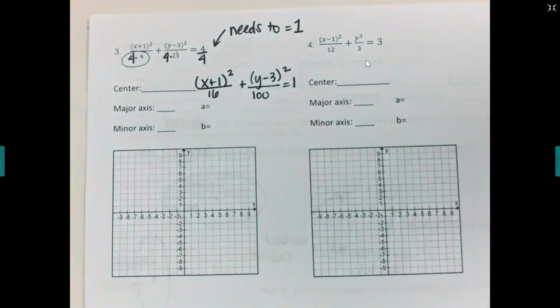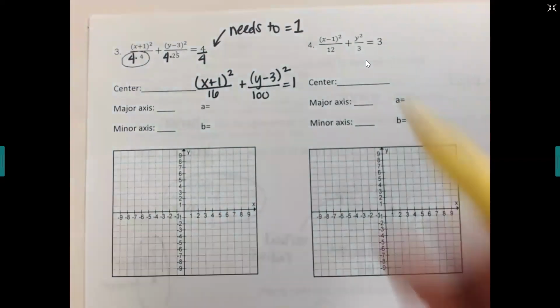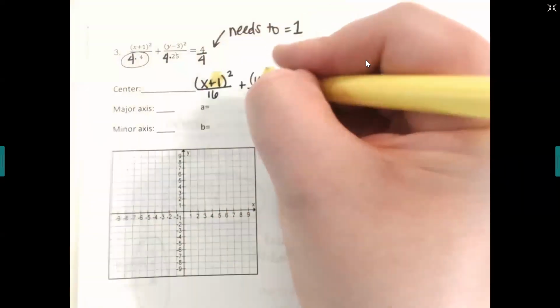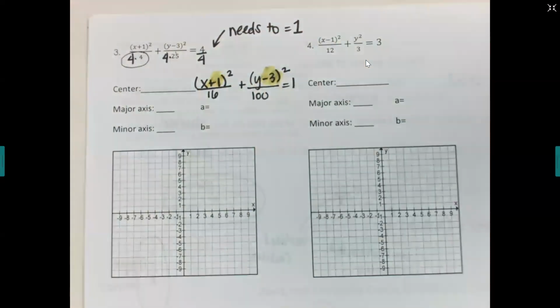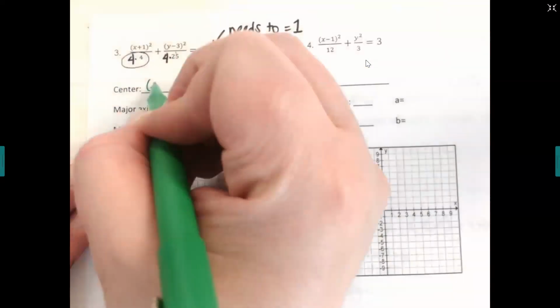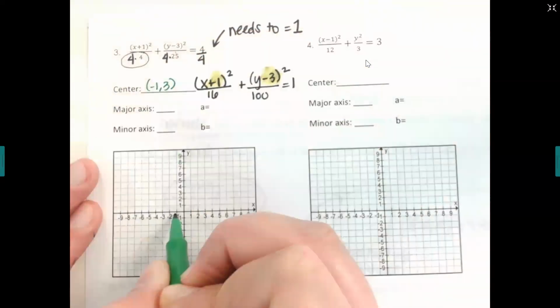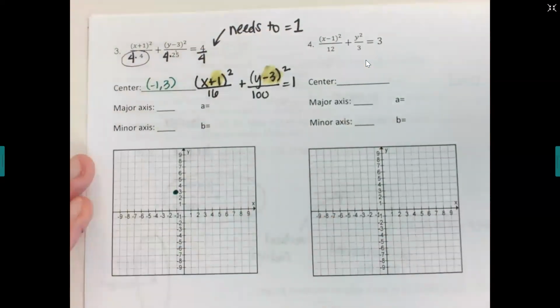So let's find our center first. Our center is the opposite of the x and the opposite of the y, which means it's what ordered pair? Negative 1, 3. Very good. Go ahead and graph that. Negative 1, 3 is here.